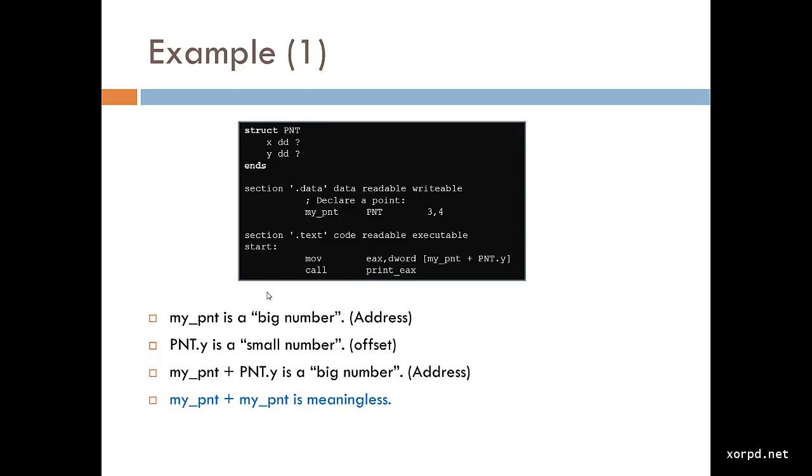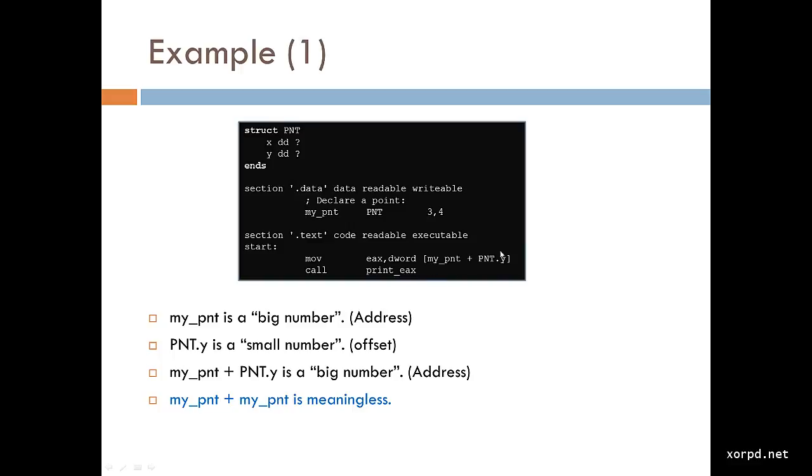Let's look at a concrete example after all this talking about years. We've already seen this code example. This code example just reads the field y from a point that was declared in the data section. We already know there is more than one way to do it, but this is just one example of how to do it.